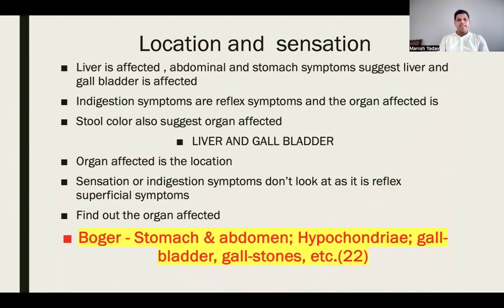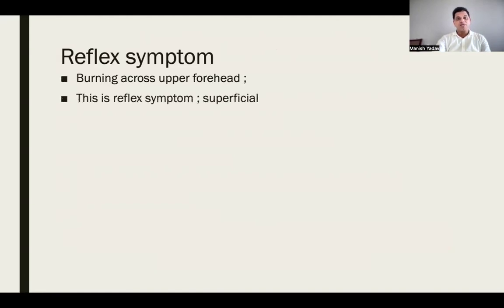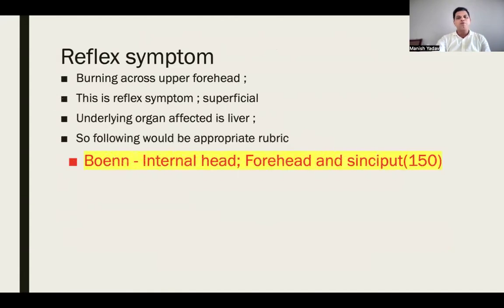So rubric goes like this. Boger's stomach and abdomen, hypochondria, gallbladder, gallstone. So in this, everything comes. The entire area is your location. What are the reflex symptoms here? Burning across upper forehead. This is a reflex symptom, superficial. Underlying organ is liver. So the following would be the appropriate remedy, appropriate rubric.